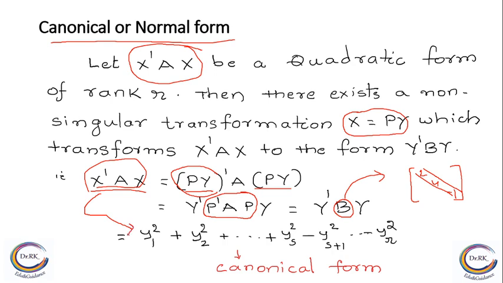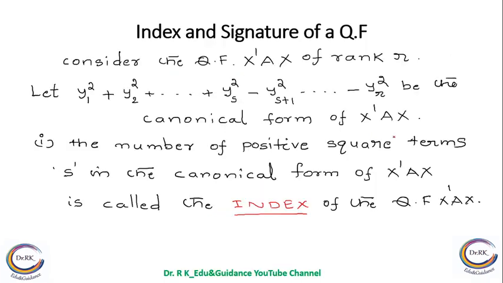So how are we doing this? We are doing this with the help of a transformation x equals Py. Here P plays the crucial role. This is the matrix of transformation, or we can call this a non-singular transformation. How do we apply this idea when we take a problem? We'll see it after some time, we'll take a problem and see how to convert. So this idea helps us to classify quadratic forms into various types.